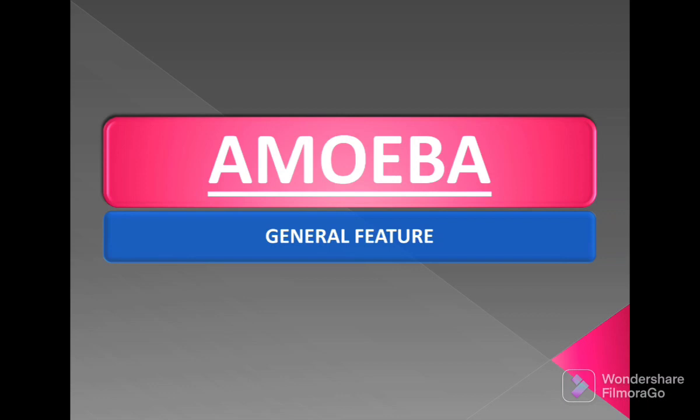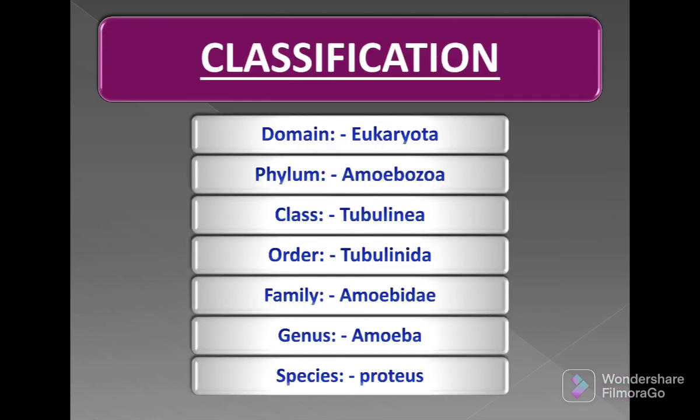So, first of all, we will discuss amoeba classification. The classification of amoeba: the domain is Eukaryota, phylum Amoebozoa, class Tubulinia, order Tubulinida, family Amoebidae, genus Amoeba, and species Proteus. This is the classification of amoeba.